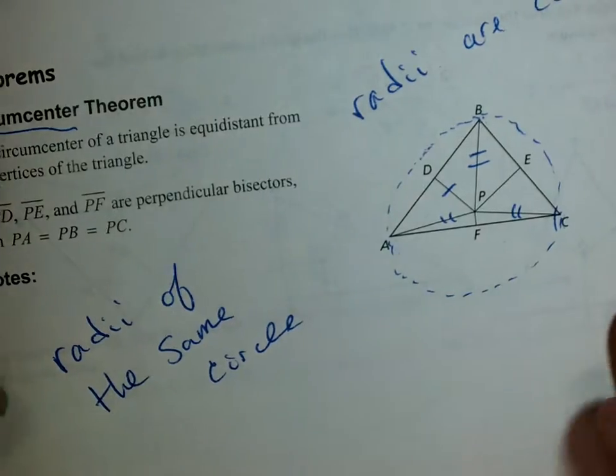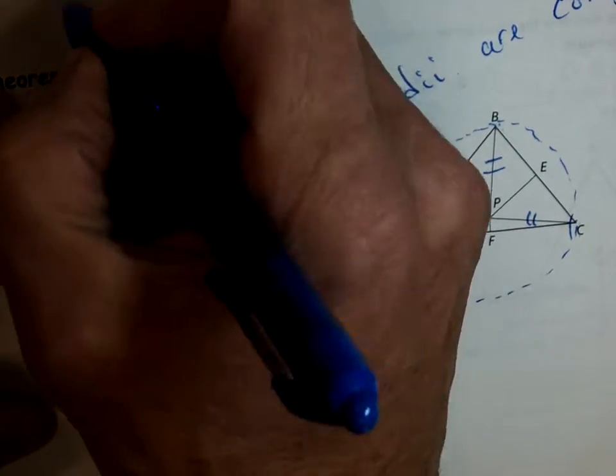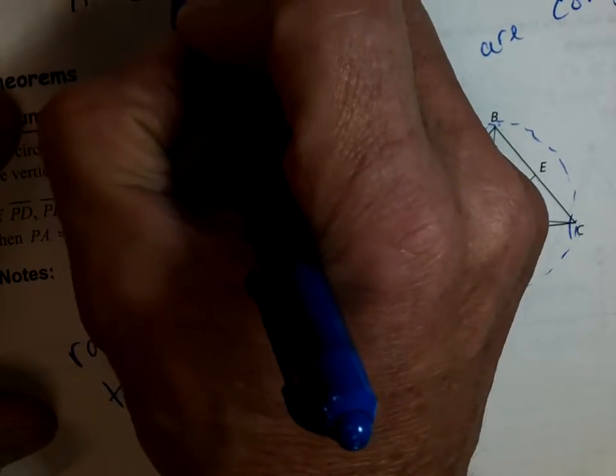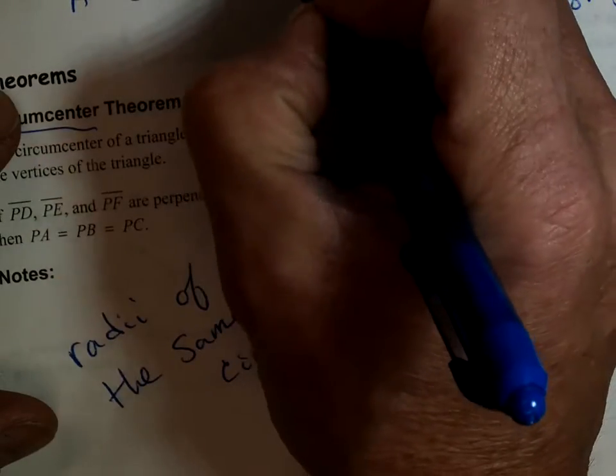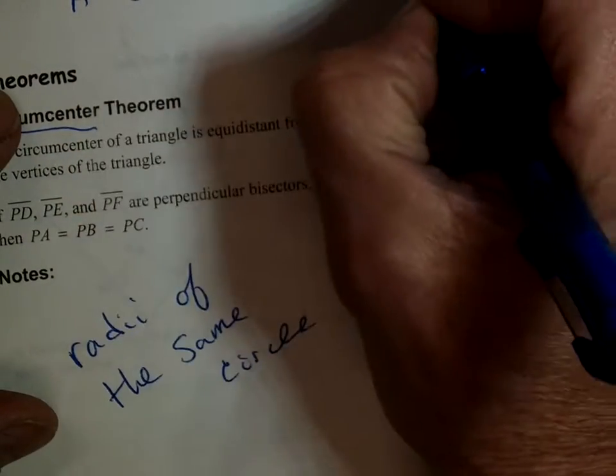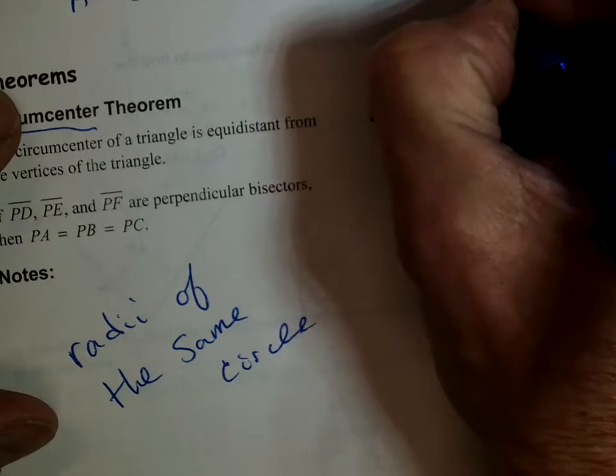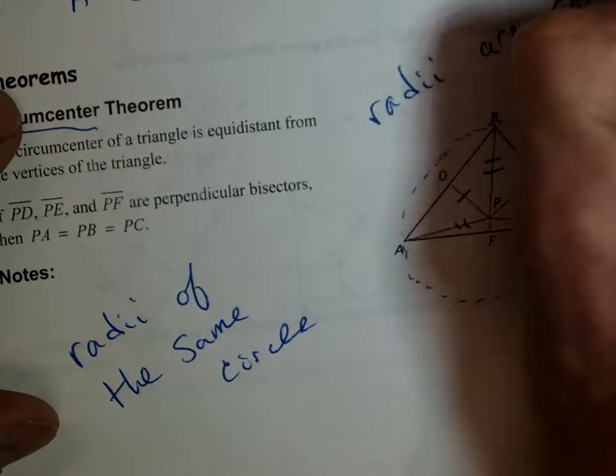Now, the incenter is a circle on the inside of the triangle, right?